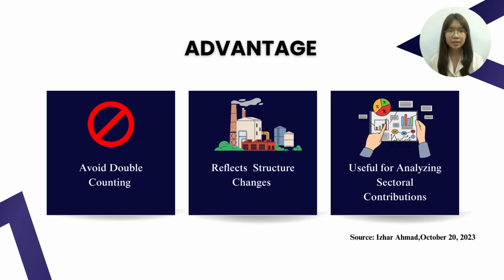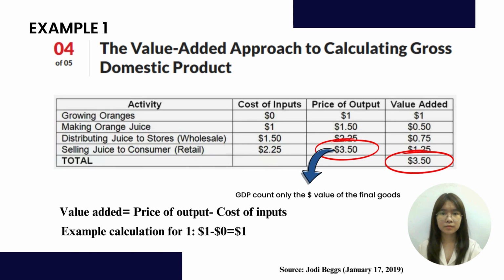For example, if the service sector is adding more value over time, this might mean that the economy is shifting towards more service industry. Additionally, it's useful for analyzing sector contributions. It helps us understand which parts of the economy are contributing the most to growth. By looking at each industry's value added, we can see where the money is coming from. This is one of the examples to show the value-added approach to calculating the gross domestic product.